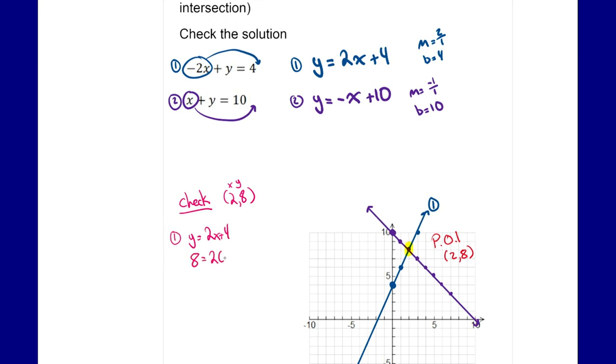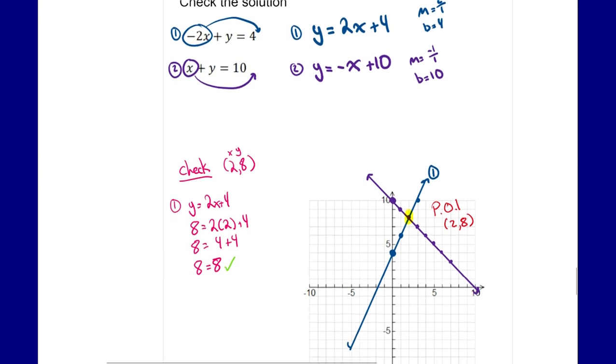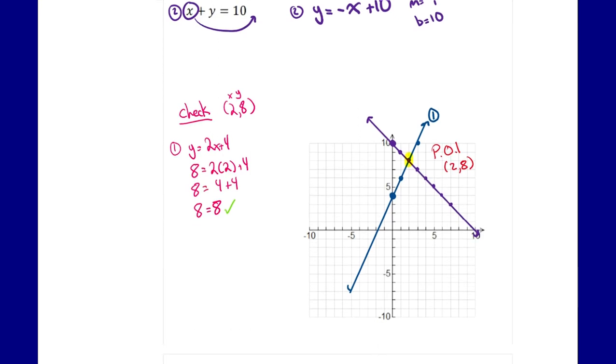Instead of x, we're going to put 2. So 8 equals 2 times 2 plus 4. 2 times 2 is 4, plus 4. 4 plus 4 is 8. 8 does equal 8. So this works. This point is on that line. It satisfies that equation. Now, we can't just do one. Point of intersection means that it's on both lines. So we have to check our second equation as well.